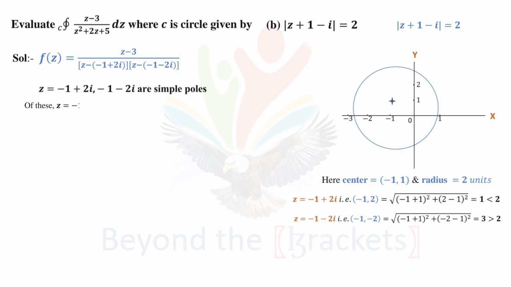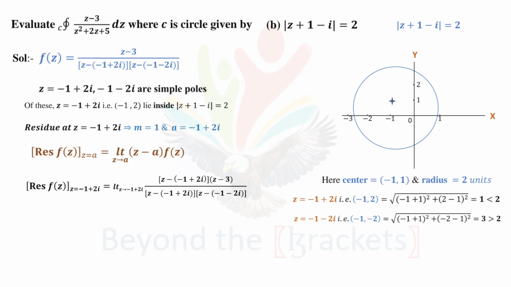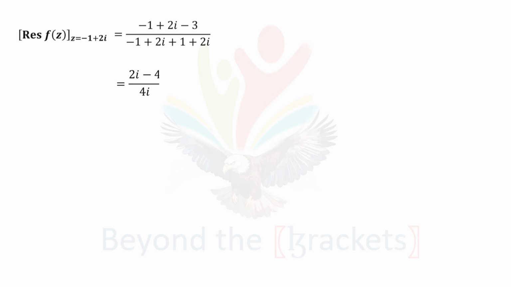So only one pole, that is z = -1 + 2i, lies inside the circle, which is a simple pole. So m will be equal to 1 and a will be equal to -1 + 2i. Using the formula for residue at a simple pole and substituting these values, z - (-1 + 2i) cancels out in the numerator and in the denominator, and we are left with the limit as z tends to -1 + 2i of (z - 3)/(z + 1 + 2i). Applying the limit, we get (-1 + 2i - 3)/(-1 + 2i + 1 + 2i), which is (2i - 4)/4i. Separating both the terms, we get 1/2 + i.